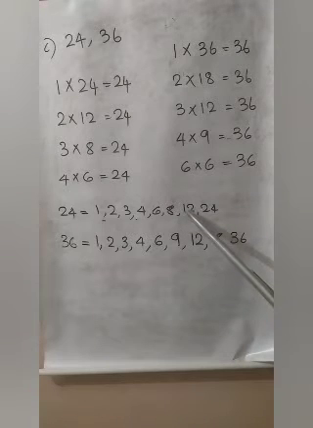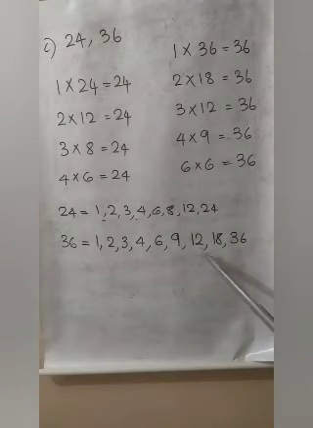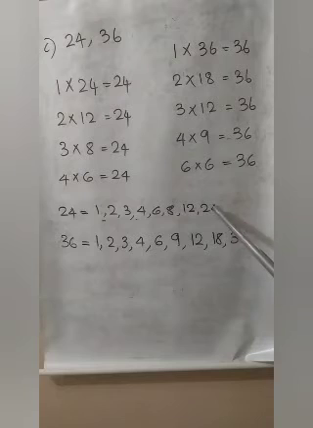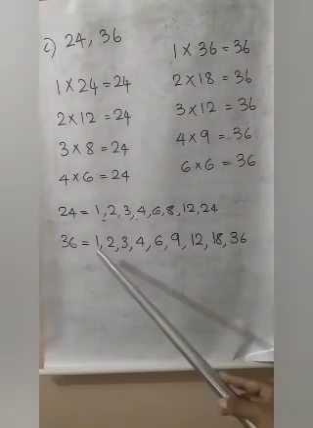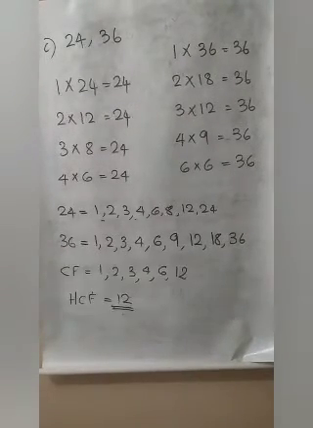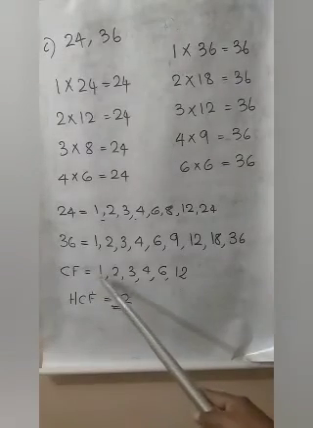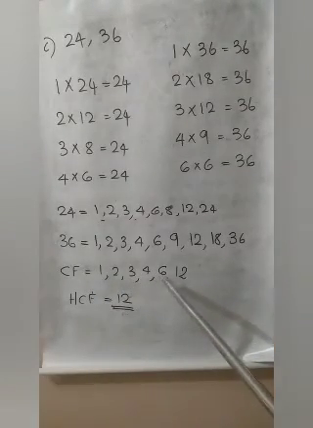Next, here we have 12, and here also we have 12. So 12 is a common factor. Here we have 24, but we don't have 24 here. Here we have extra 18 and 36, but we don't have them here. So what are the common factors here? We have the common factors 1, 2, 3, 4, 6, 12.